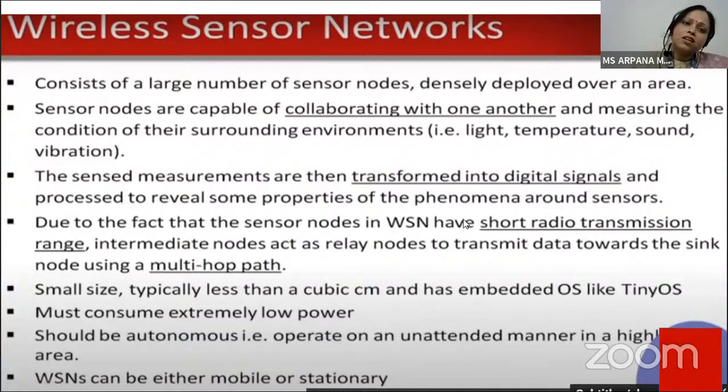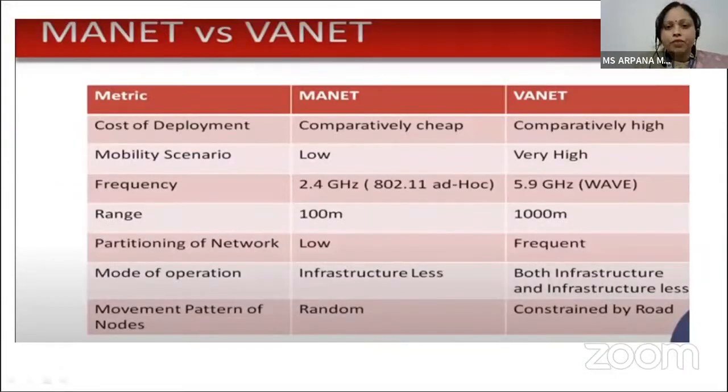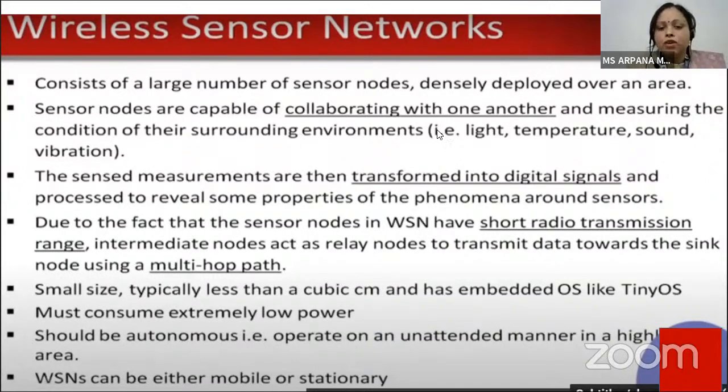Next, among ad hoc networks we can discuss wireless sensor networks. Also, this is a type of ad hoc network consisting of a large number of sensor nodes densely deployed over an area. In comparison with MANET and VANET, wireless sensor networks are densely deployable. Sensor nodes are capable of collaborating with one another and measuring the condition of their surrounding environment: light, temperature, sound, and vibrations. As we discussed at the start, in some areas where it is not possible for human beings to supervise, sensor nodes, point-like sensing elements for light, temperature and sound, are utilized to supervise the environment.